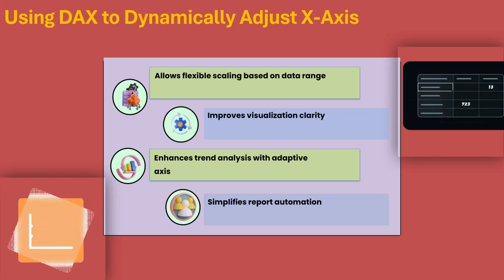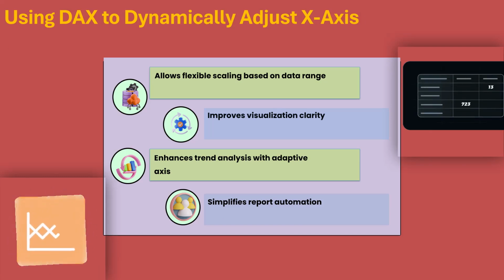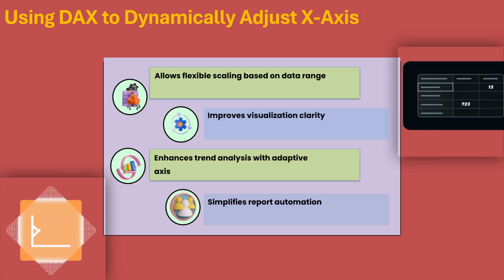Static axes can be frustrating, right? Imagine driving a car with a speedometer stuck at one speed. It's useless. Using DAX to adjust the x-axis dynamically makes data visualization adaptable, helping users understand trends with ease. No more squeezing big numbers into tiny spaces or stretching small ones unnecessarily.